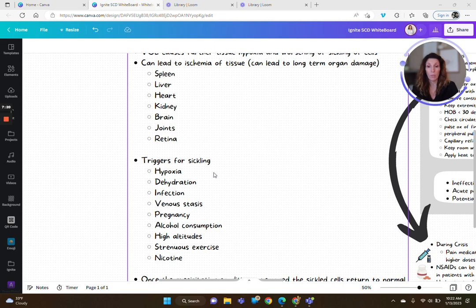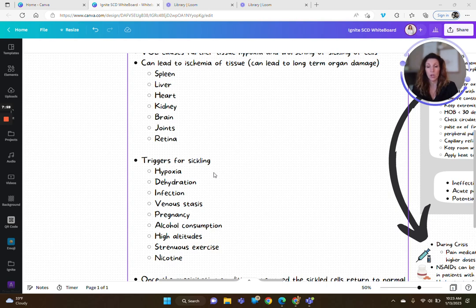So they really need to avoid hypoxia because that's just going to cause sickling to occur, and that's going to worsen their issue. And then dehydration. If you have less blood volume, so the amount of blood that is within your vessel is less, then the sickled cells are going to cause more of an issue. So the patients really need to avoid becoming dehydrated. Infection, we don't want these patients to get sick. They're more at risk for getting sick, and having an infection can kind of trigger sickling as well.